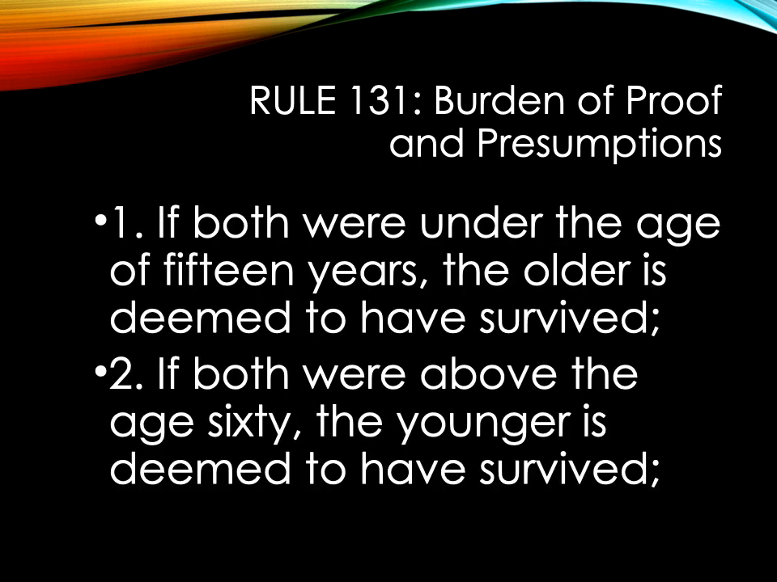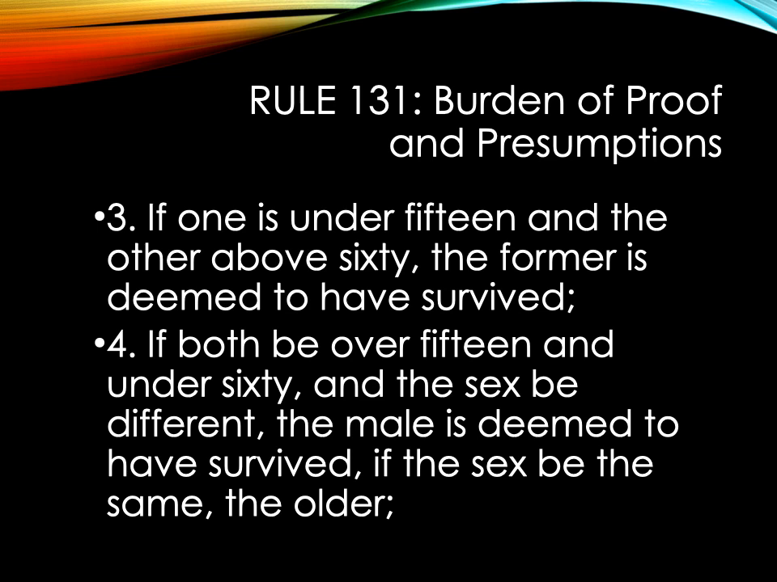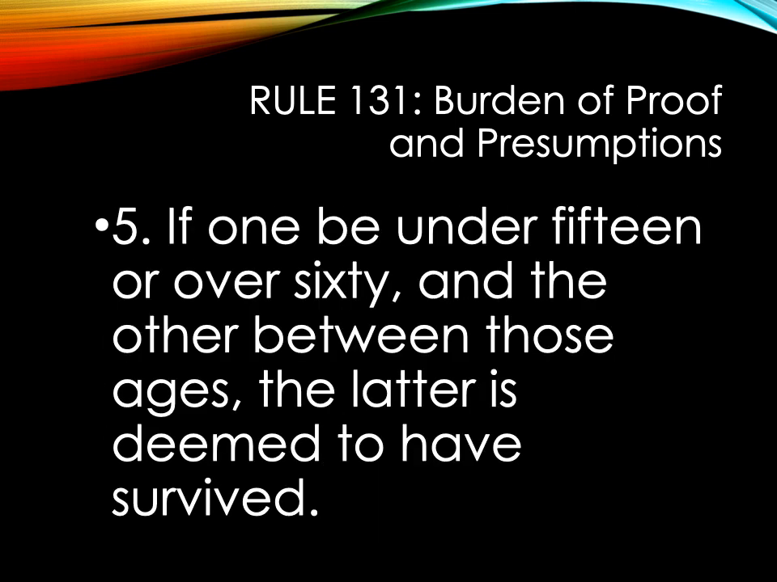1. If both were under the age of 15 years, the older is deemed to have survived. 2. If both were above the age of 60, the younger is deemed to have survived. 3. If one is under 15 and the other above 60, the former is deemed to have survived. 4. If both be over 15 and under 60, and the sex be different, the male is deemed to have survived. If the sex be the same, the older. 5. If one be under 15 or over 60, and the other between those ages, the latter is deemed to have survived.